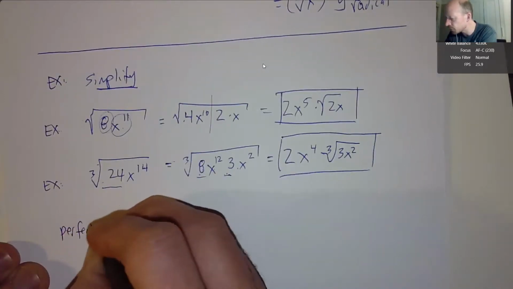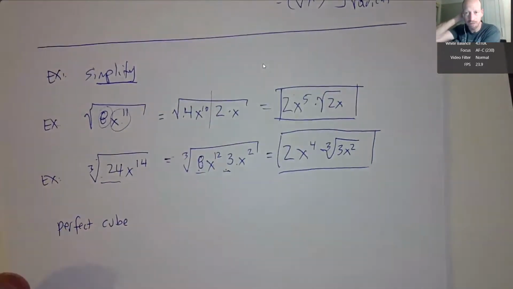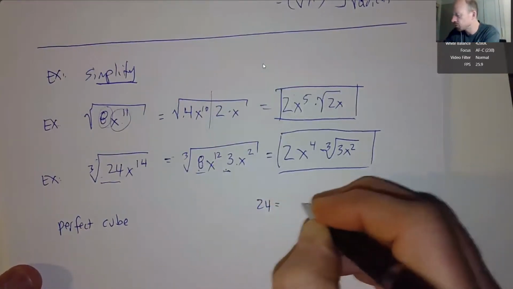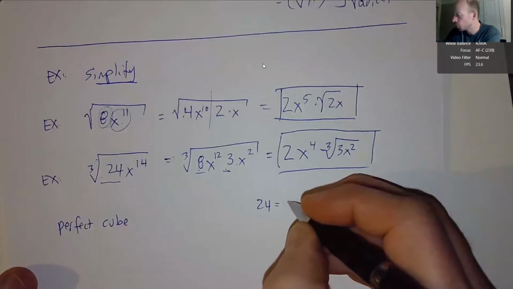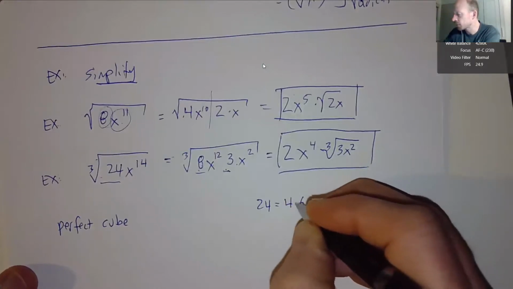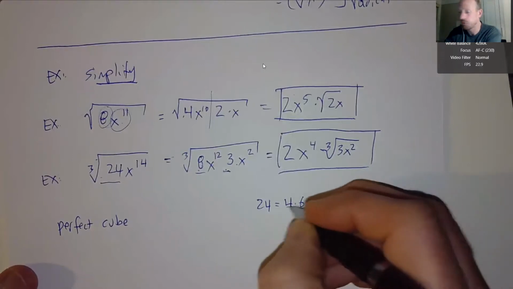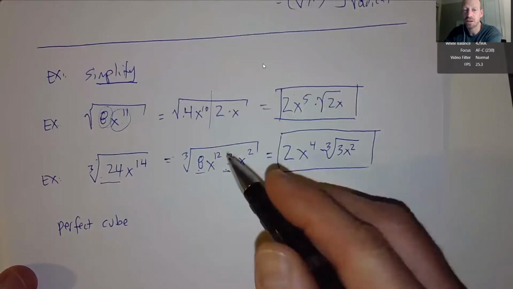So the 6 would be from a bad way of factoring 24. So, 24, you can factor it in lots of ways. One way is 4 times 6. But that's not helpful when I'm taking a cube root.